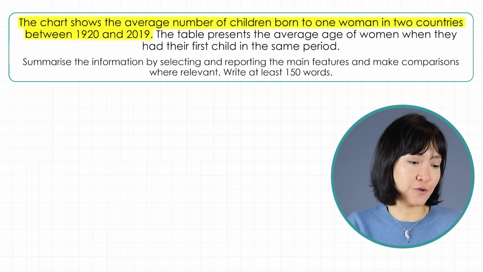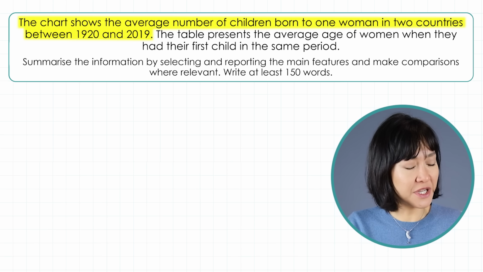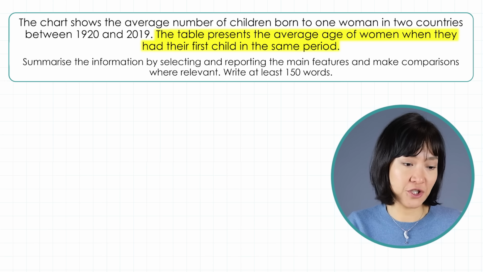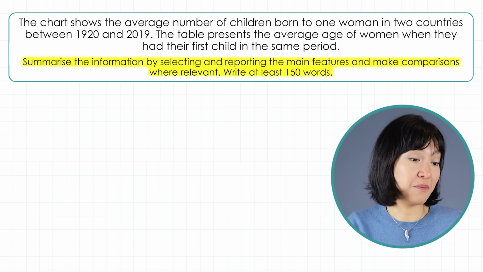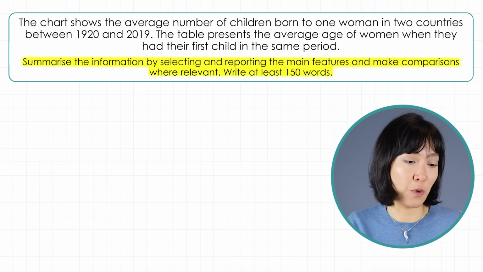The chart shows the average number of children born to one woman in 2 countries between 1920 and 2019. The table presents the average age of women when they had their first child in the same period. Summarize the information by selecting and reporting the main features and make comparisons where relevant. Write at least 150 words.